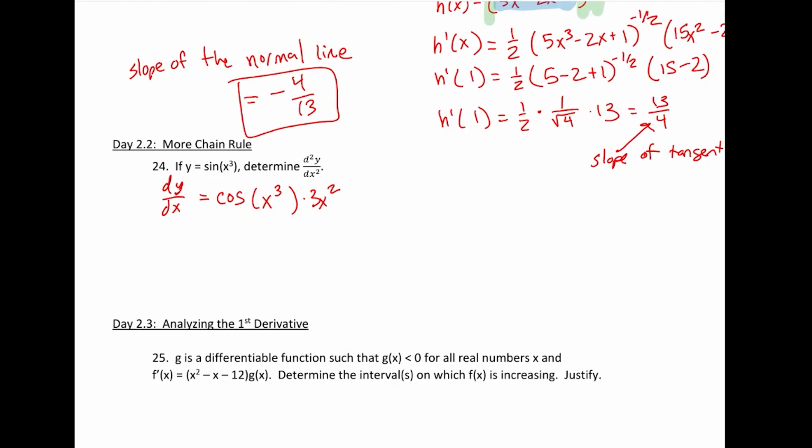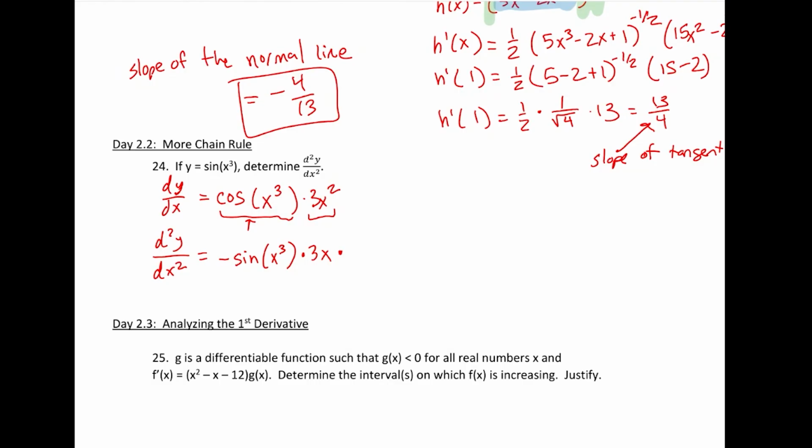So if I want the second derivative, I'm going to have to use the product rule. I've got two functions here that are being multiplied. The derivative of cosine is negative sine. So I've got negative sine of x cubed. Using the chain rule, I've got to multiply by 3x squared, which is simply the derivative of this so far.